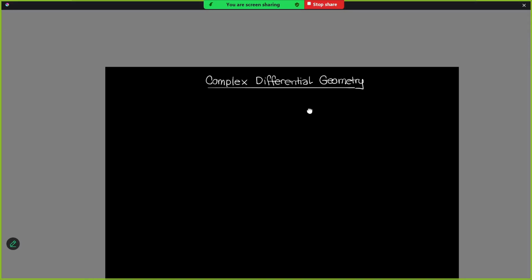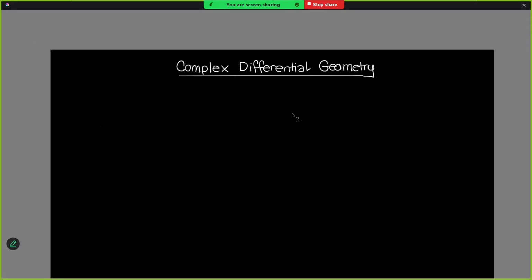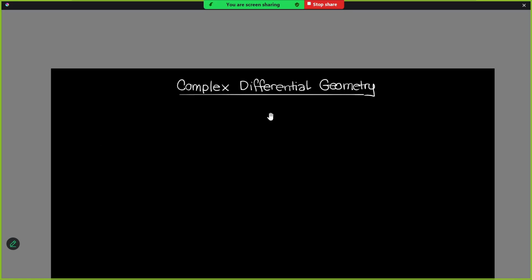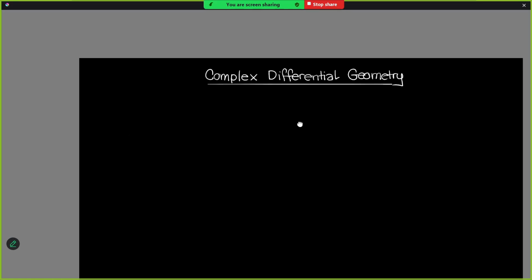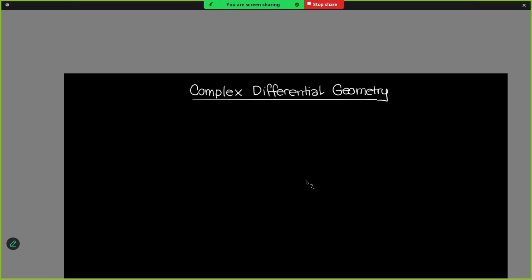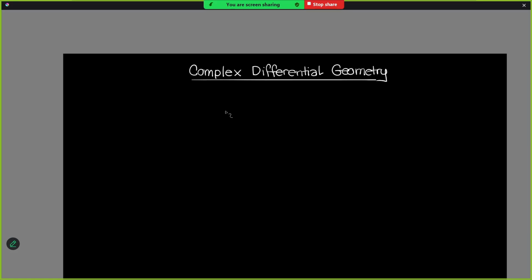All right. Welcome back, everybody, to Complex Differential Geometry, where we're still in Lecture 4. This is Part 3, and this hopefully will be the last part of Part 4. So we were looking at vector bundles. Today we're going to be looking at a specific type of vector bundle called a tensor bundle. Before we get into tensor bundles, let's do a brief recap of what we were doing before.